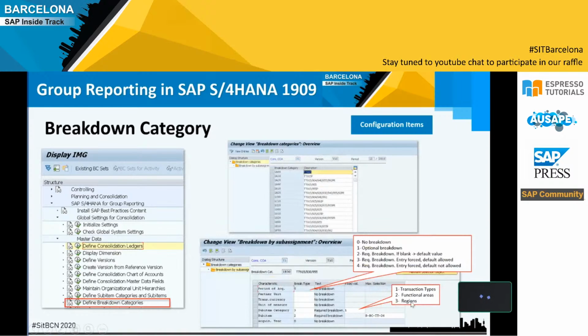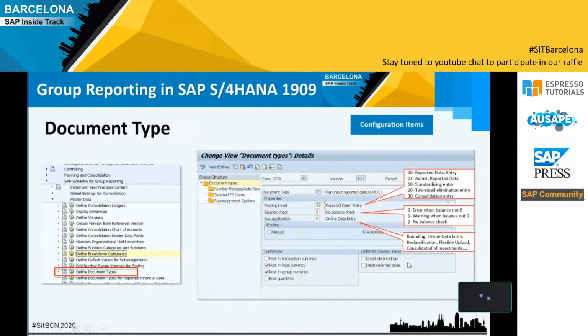If it's required, the transaction type, functional area, region, and if there is some default value. As for the document type, we define whether it's required to match the balance, or whether the balance should be 0 or not, which type of operation we are including, and whether the posting is manual or automatic.